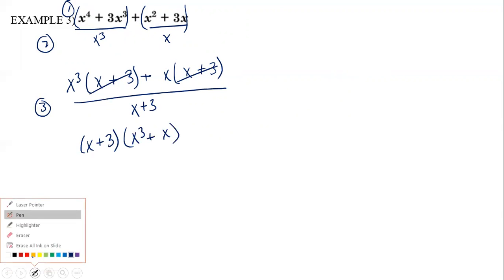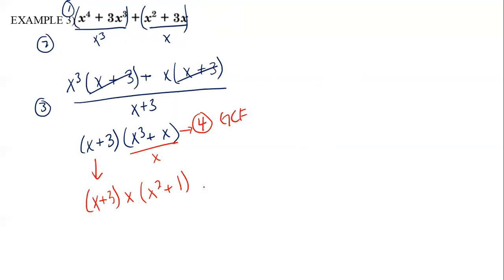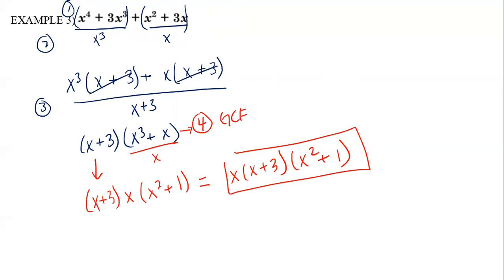Okay. Step 4 is going to come into play here because I still have a GCF. So x plus 3 is good to go, but here I'm going to have to factor out a GCF. The GCF is x. So I factor out x, and that leaves me with x squared plus 1. So my factored form is x times (x plus 3) times (x squared plus 1). And that's it, fully factored. Again, I'm not solving because there's no equal sign. I'm just factoring.